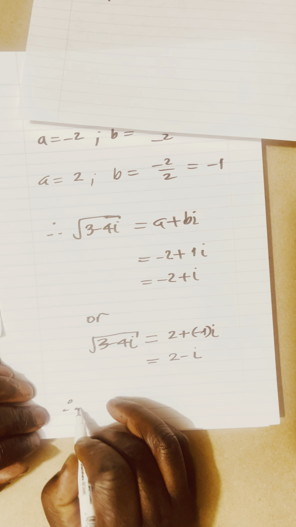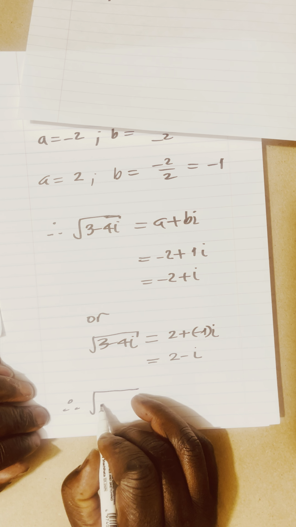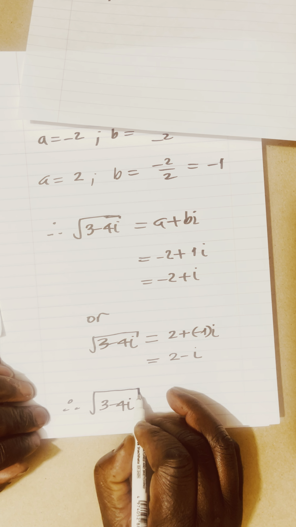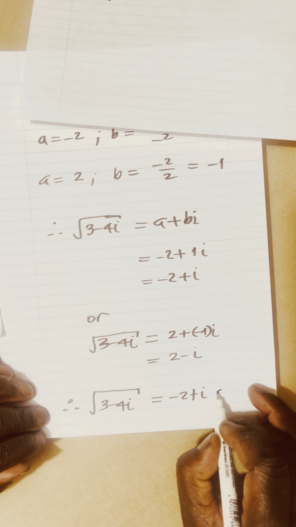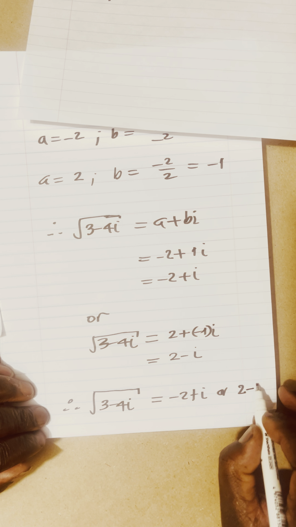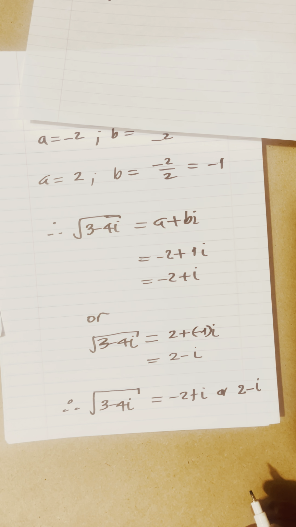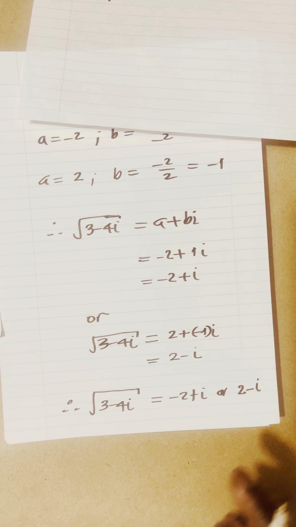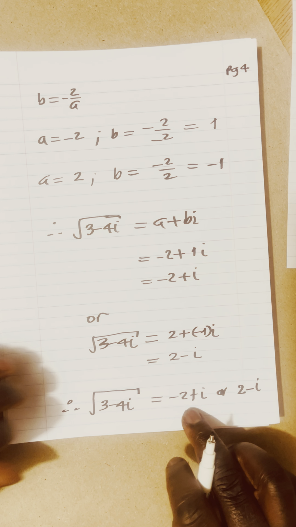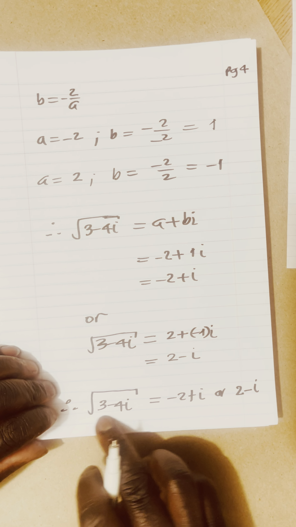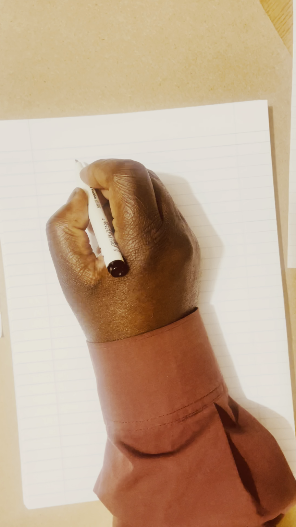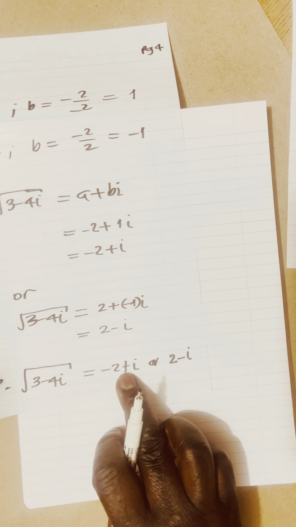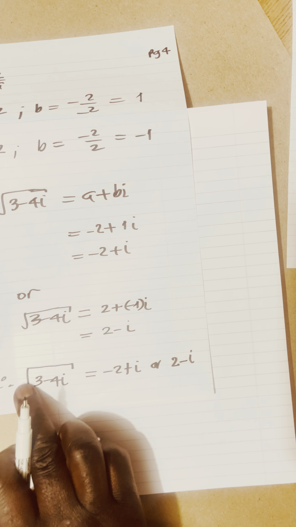And so we can say, therefore, the square root of 3 minus 4i, which we are required to evaluate, is actually equal to minus 2 plus i, or positive 2 minus i. Maybe we should try and check this by multiplying it by itself to see if it gives us that expression down there. We want to check if we square that, do we get what is under the square root sign?